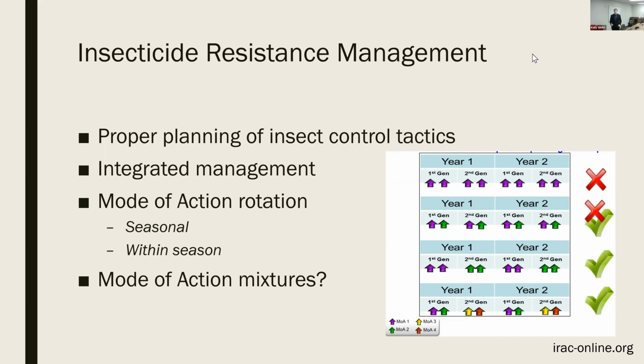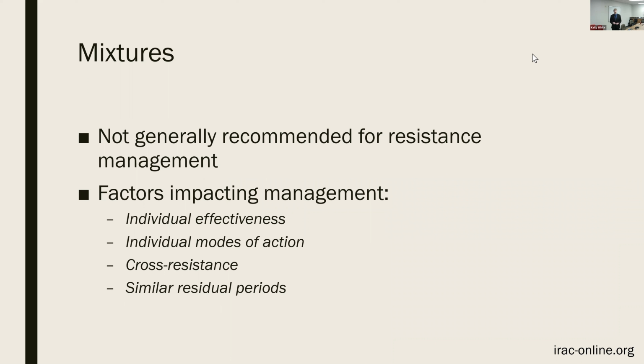Another option that has been considered is mode of action mixtures, but these are generally not recommended for management of resistance. This is due to a lot of the same issues that would be for rotating within a generation rather than in between generations. We would simply impose selection pressure for multiple modes of action on each subsequent generation, which leads to the danger of double resistance developing, in which the insect is able to be resistant to both modes of action being utilized.